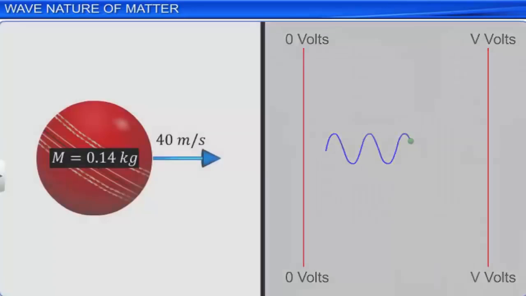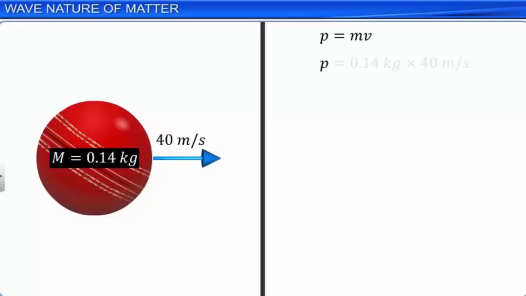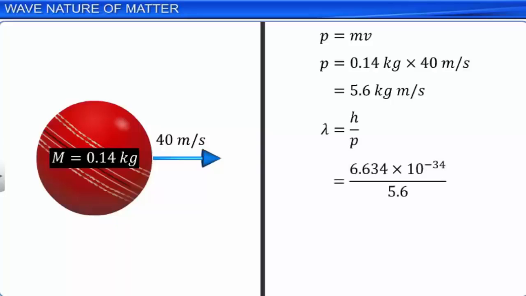The momentum of the ball p is equal to 0.14 kilogram multiplied by 40 meters per second. That is equal to 5.6 kilogram meter per second. The de Broglie wavelength is calculated by dividing the Planck's constant by the momentum of the ball. That is, 6.634 × 10⁻³⁴ divided by 5.6 kilogram meter per second. The ratio equals 1.18 × 10⁻³⁴ meter.